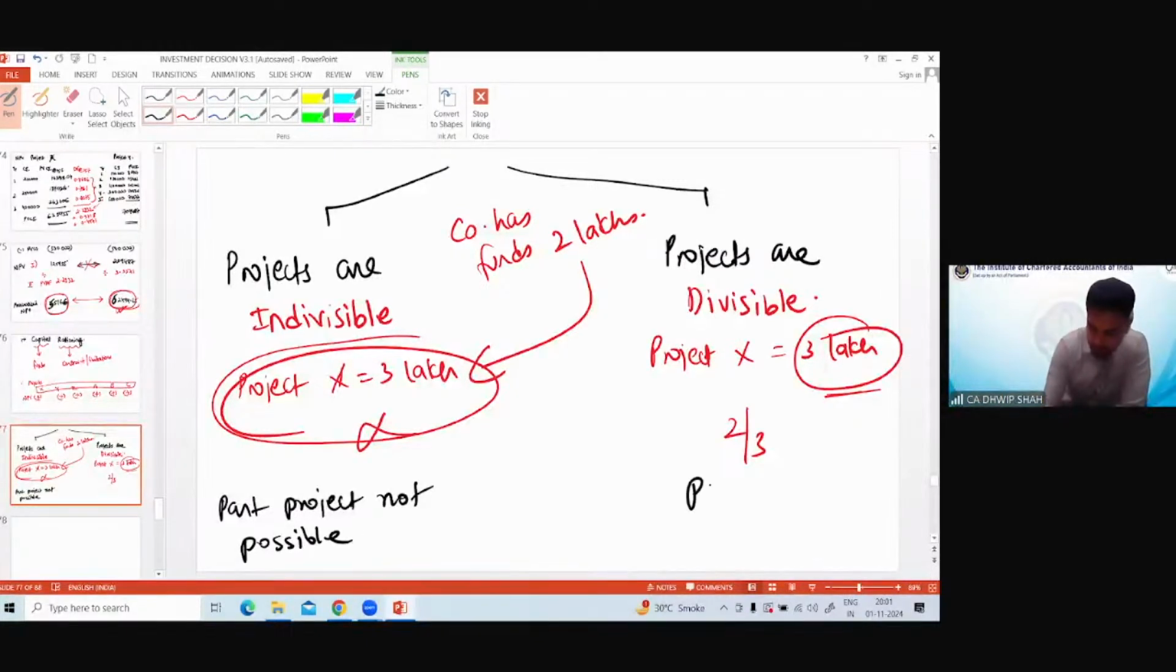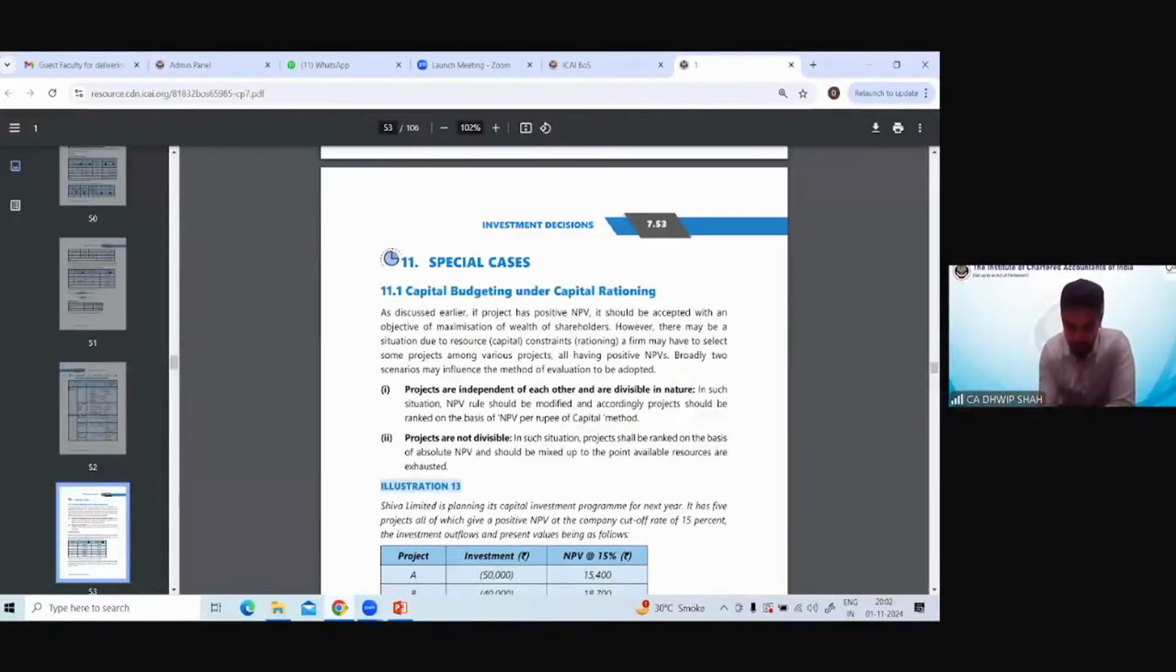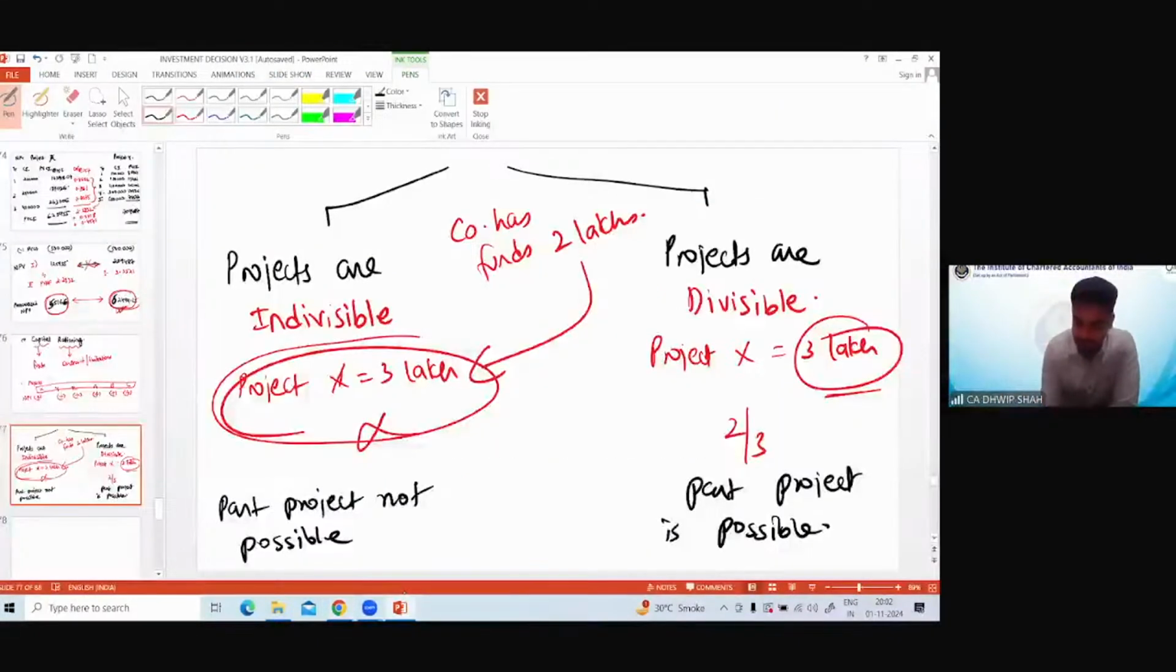And here, part project is possible. Understood? So this is what they have explained to you. Point number 1 is when projects are independent. Independent means divisible and are divisible in nature. So in that case, a decision making criteria.